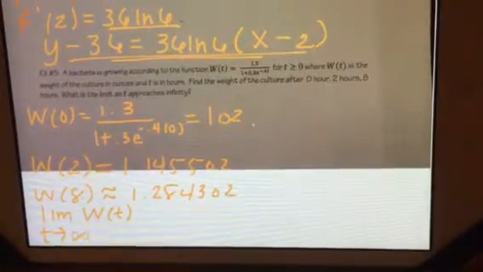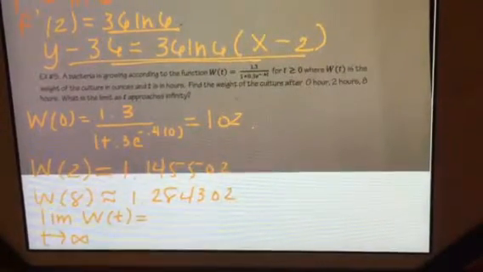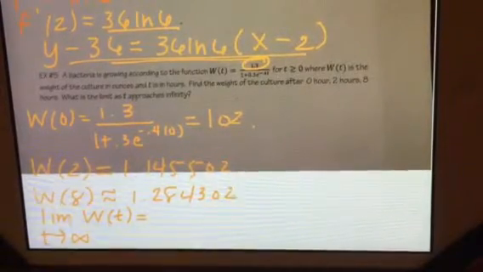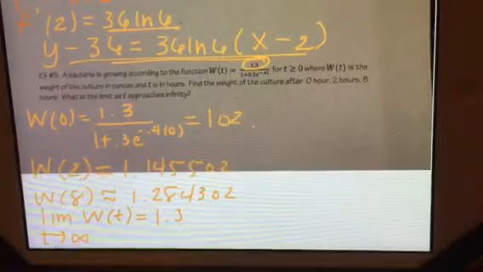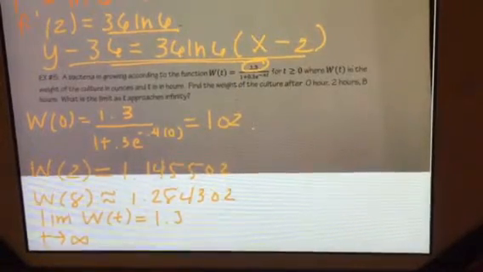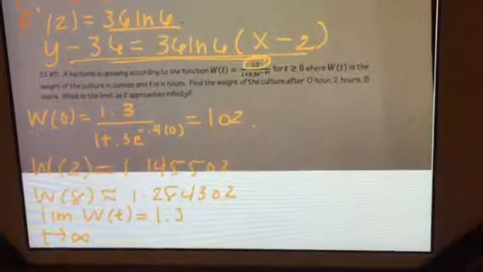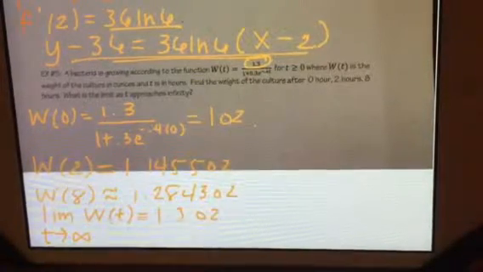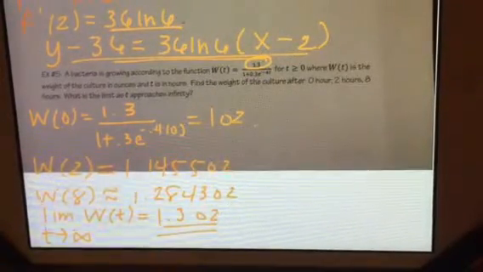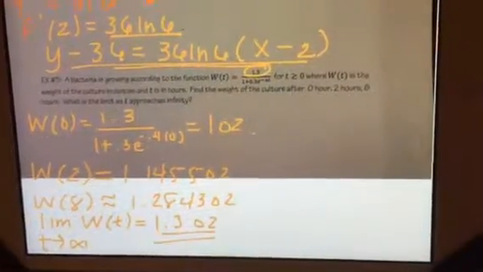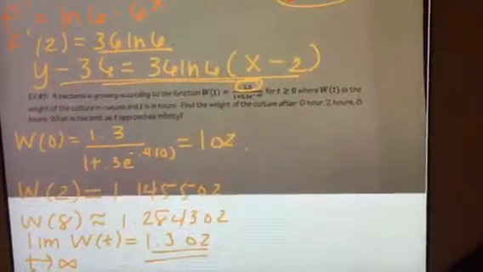And if we were to continue, the limit of the function as t is approaching infinity is actually approaching the numerator value, because it won't get any bigger than that, which in this example is approximating 1.3. So to answer the question, the limit of the weight of the culture is 1.3 ounces. You can prove this by going through more sets of hours if you don't quite understand what's going on.